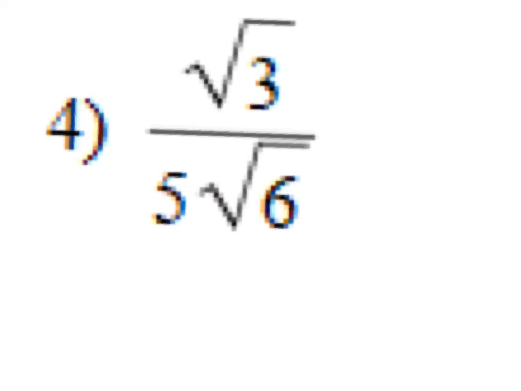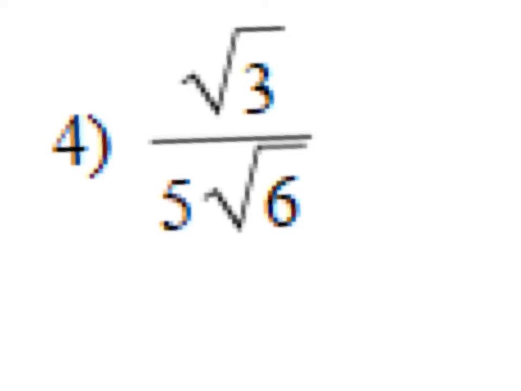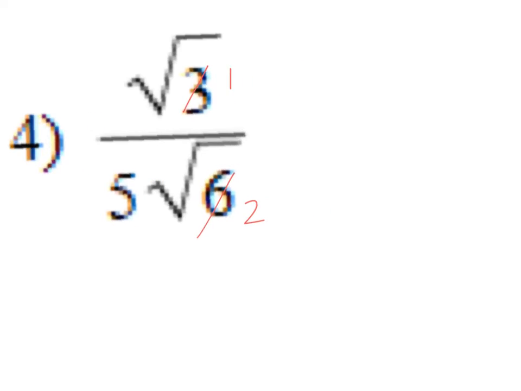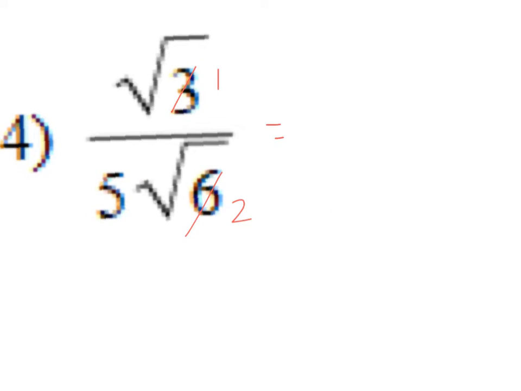Okay, number 4, again, if you can reduce numbers, let's go ahead and do that. So I'm going to take 3's out of this and get a 1 and a 2. So now on the top here, I have right now the square root of 1. Well, the square root of 1 is just going to go to a 1. On the bottom, I have a 5 root 2.